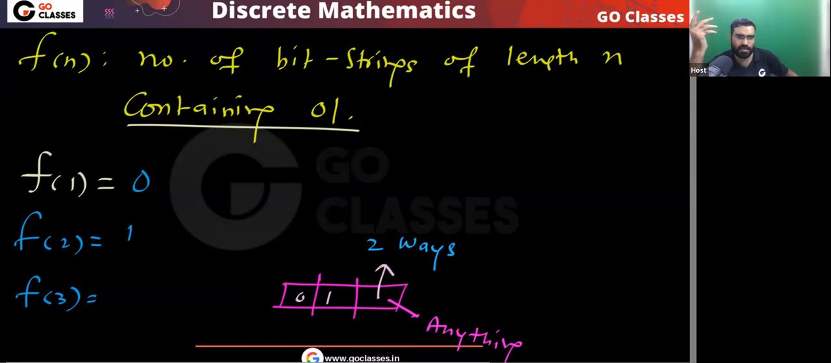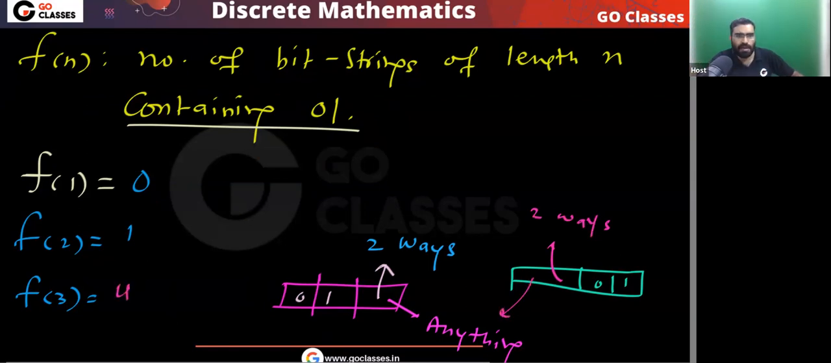So there are two ways. Or, if I put 0, 1 here, then I can put anything here. So F3 will be 4. Agree or not? F3 will be 4. Is this point clear? Are the initial conditions clear for this question?